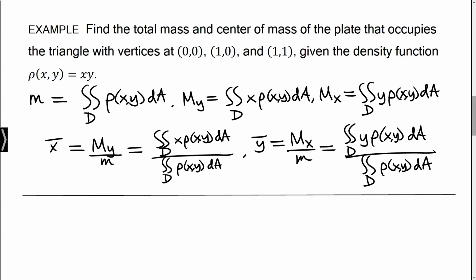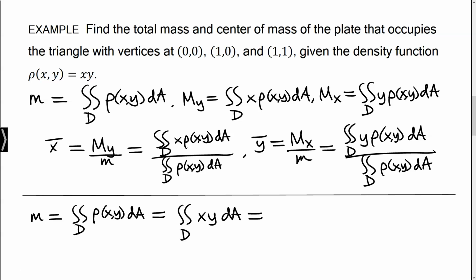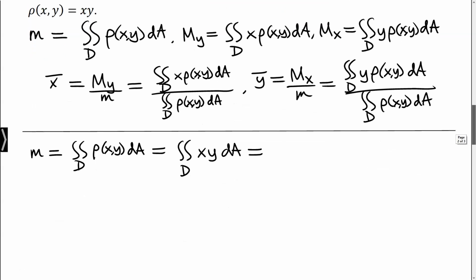Okay, so let's start off here. It's always good to start with the mass first. It's usually the simplest one, and you're going to need it for both coordinates. So let's go ahead and find the mass here. So the mass is the double integral of rho of xy. So we're finding the double integral of xy dA.